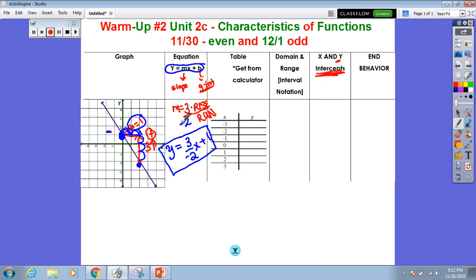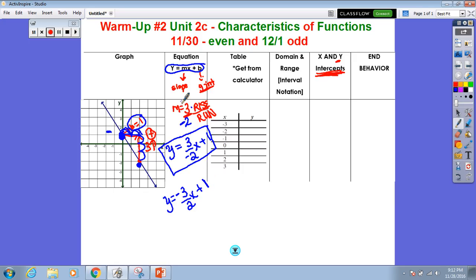Make sure you pay attention to your signs. Now I know some of you will probably want to put that negative on the top. That's fine. So if you wrote it as y equals negative 3 over 2x plus 1, that's fine, okay? But this 1 here had to be positive. That's like the key.